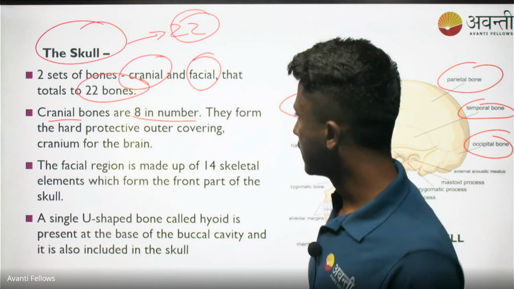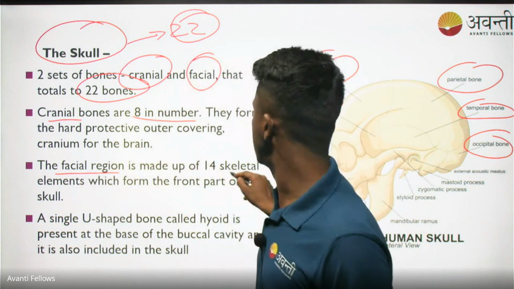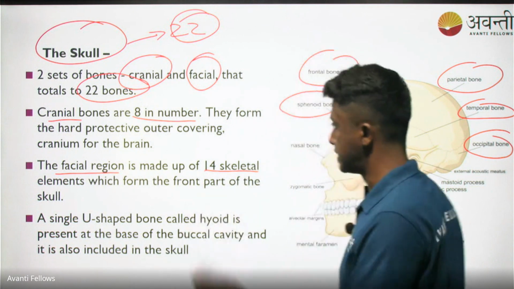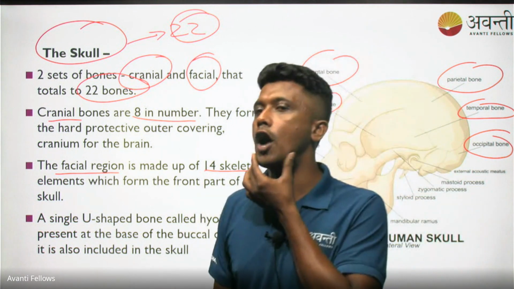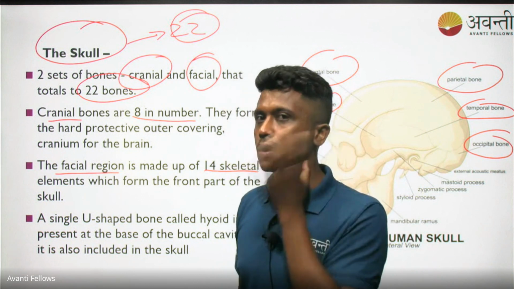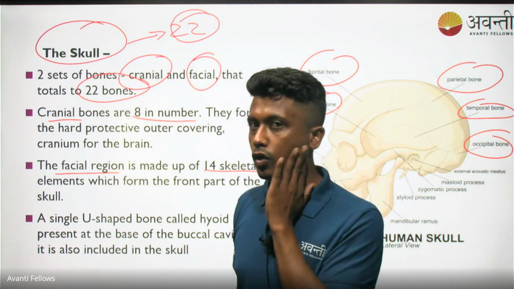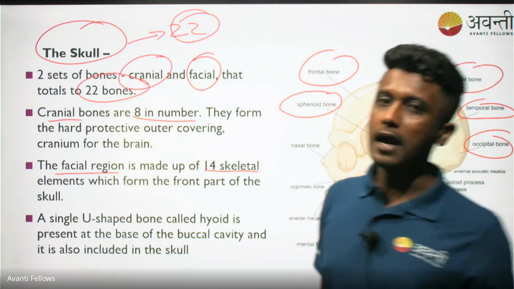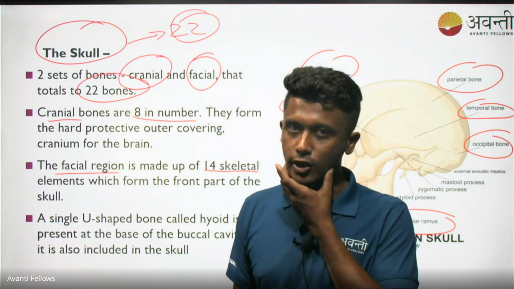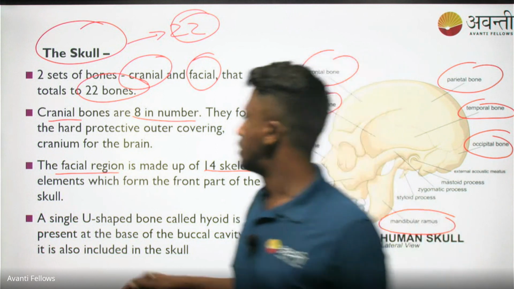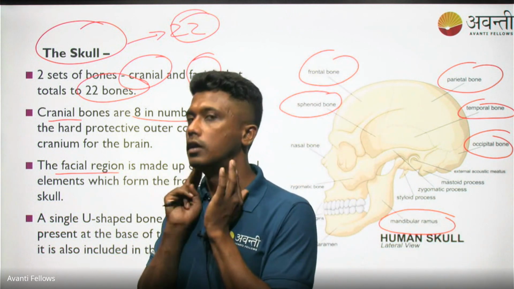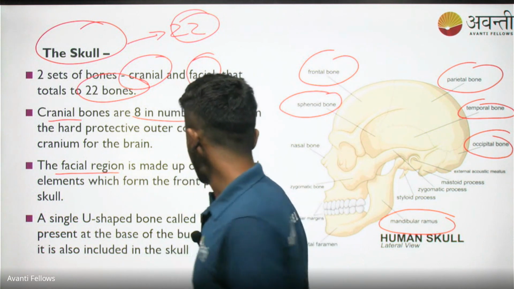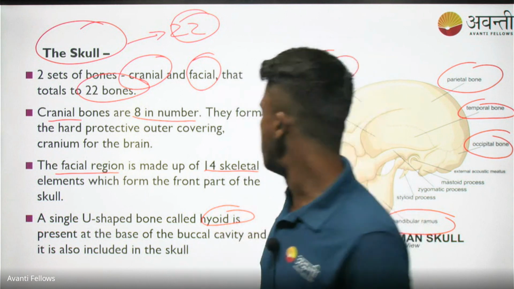When it comes to facial bones, the face is made up of 14 skeletal elements in the frontal portion of the skull itself. When you look at your entire skull, you can see that the only movable bone is your lower jaw, called the mandible or mandibular bone. This mandibular bone is the only movable bone in your skull. Now, there is a U-shaped bone at the base of your skull, called the hyoid bone, which is present in the base of the buccal cavity.